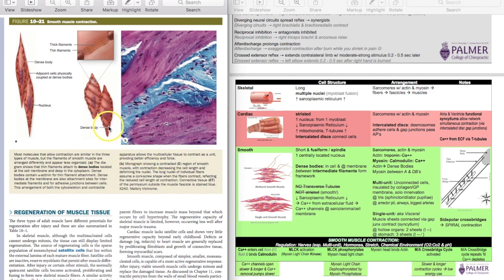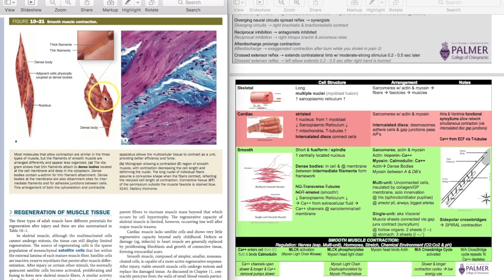So these dense bodies have little filaments attaching to them from every direction, basically. The cells connect to each other by these dense bodies, and the framework within the cell connects to the dense bodies. So external threads and external forces from the movement of those threads are attached to the dense body, as well as the internal forces and internal threads are attached to those dense bodies.